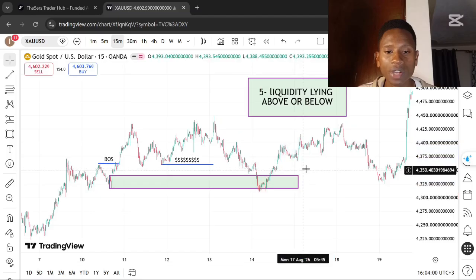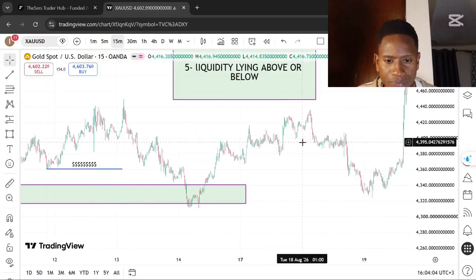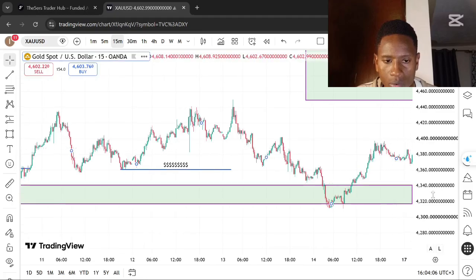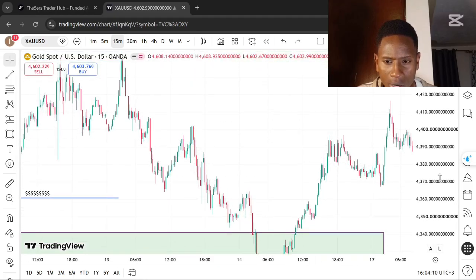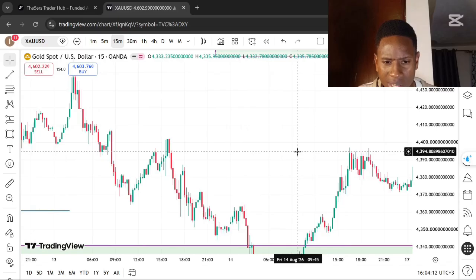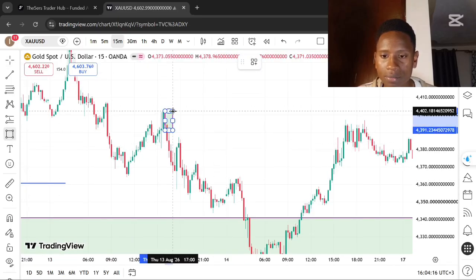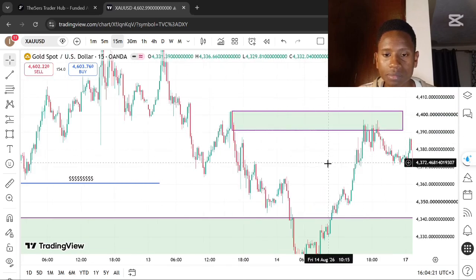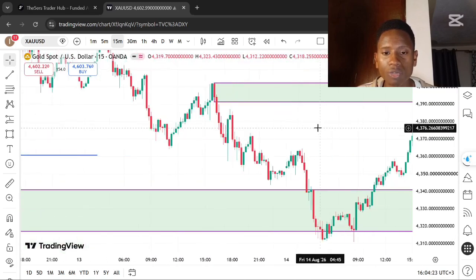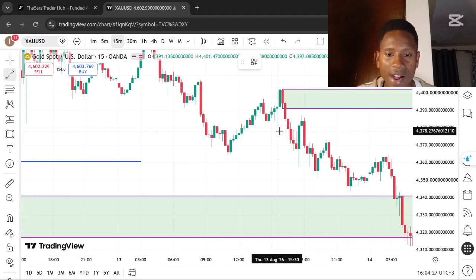Let me remove these. Can you get a bearish OB? Let's look for a bearish OB. I think I had shown you a bearish OB in the 4-hour time frame, if I'm not mistaken. Okay, we have another block over here, 15-minute time frame. All the confluences are very much present.